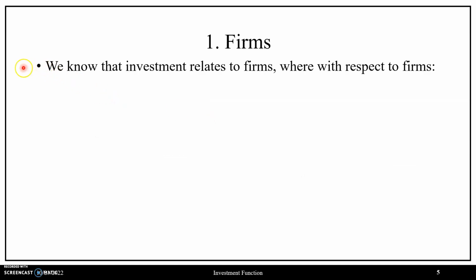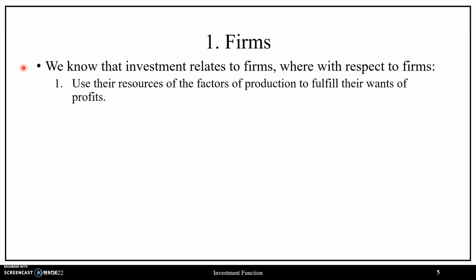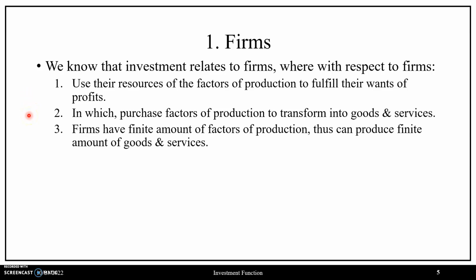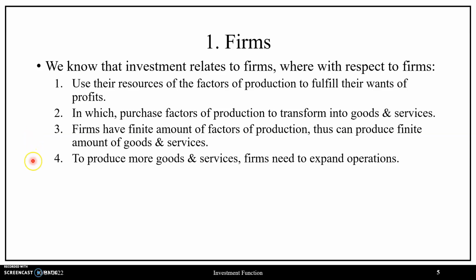Where, in terms of investment, we know that this relates to inventories, equipment, as well as facilities used to produce goods and services, and that investment pertains to firms. In terms of these firms, we know that they use their resources of the factors of production in order to fulfill their wants of profits, in which firms will purchase factors of production to transform into goods and services, and firms will have a finite amount of factors of production to produce with, meaning that they can only produce a finite amount of goods and services as well. Which means that if firms want to produce more goods and services, they will need to expand their operations.